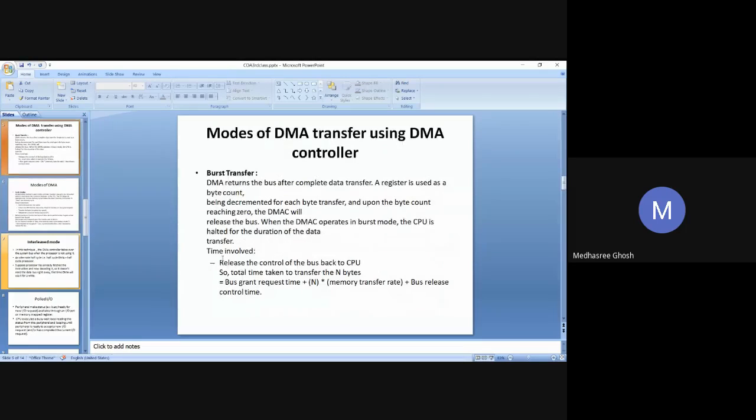I am going to describe each one in a short way, then you'll read it and you'll understand it. First, burst transfer. If a chunk of data is to be transferred by the peripheral, please listen to me carefully, then the DMA controller keeps a register of byte count. That means how many bytes have to be transferred in this short time interval.